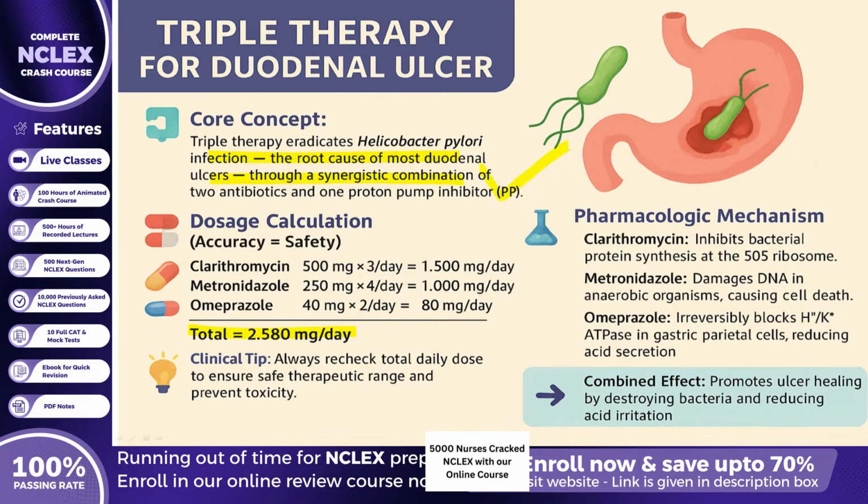Triple therapy combines 2 antibiotics with a proton pump inhibitor to attack the infection from multiple angles, eliminate bacteria, suppress acid production, and promote mucosal healing. First, let us perform the calculation step by step. Clarithromycin at 500 milligrams taken 3 times daily equals 1,500 milligrams per day. Metronidazole at 250 milligrams 4 times daily adds 1,000 milligrams per day. Lastly, omeprazole at 40 milligrams twice daily contributes 80 milligrams per day. When we sum all 3, 1,500 plus 1,000 plus 80, the total equals 2,580 milligrams per day.